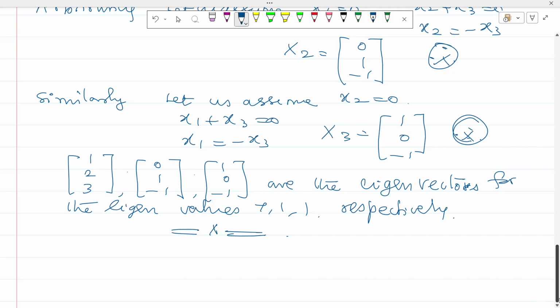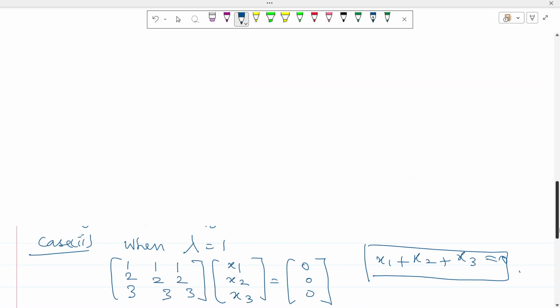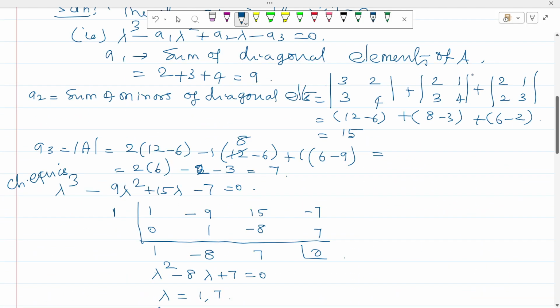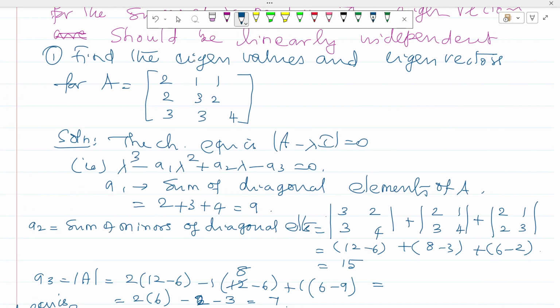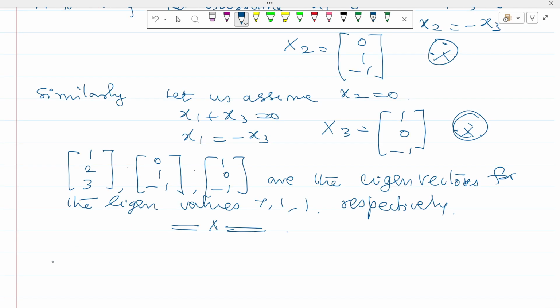One more problem we can do. Actually, it is a non-symmetric matrix. The given matrix is a non-symmetric matrix. If it is a symmetric matrix, then how can we find the third eigenvector?